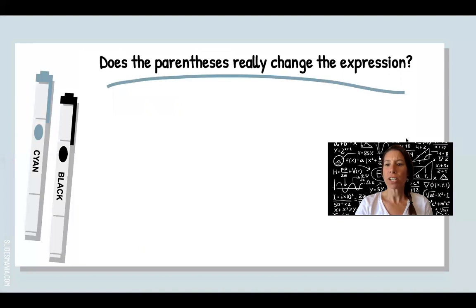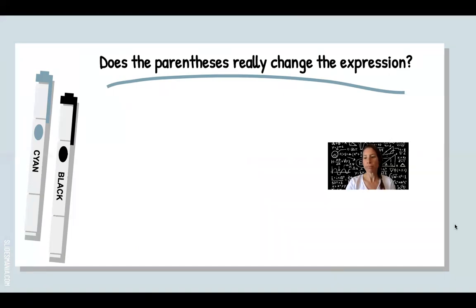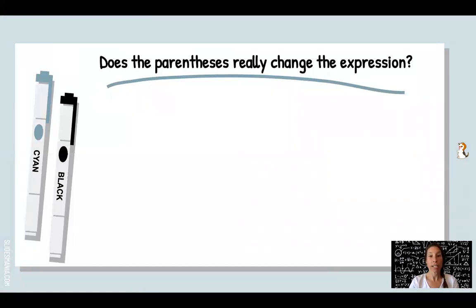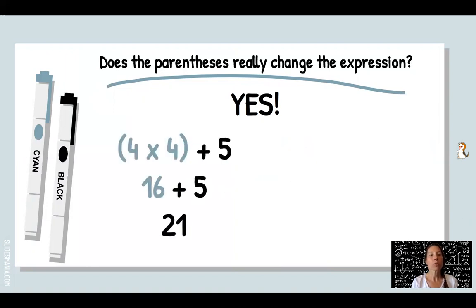Okay, here's a question that you might have. Does the parentheses really change the expression? That's a very good question. And the answer to that is yes, it does change the answer to the expression. Let's look at an example. I'm going to use (4 times 4) plus 5. First, we have 4 times 4 in the parentheses, and then we're going to add 5. As we know, 4 times 4 is 16. Then we're going to add 5 to 16, and that gave us 21.